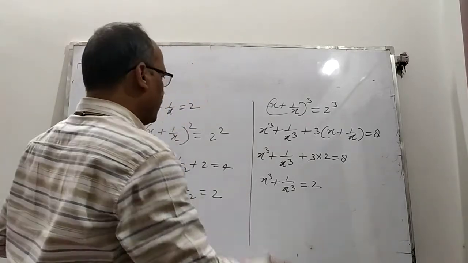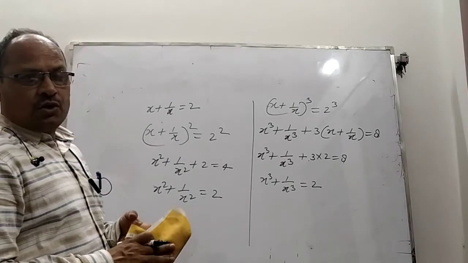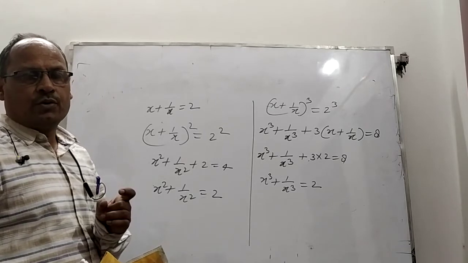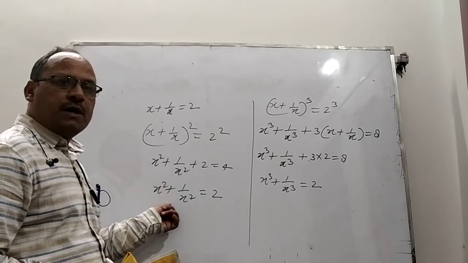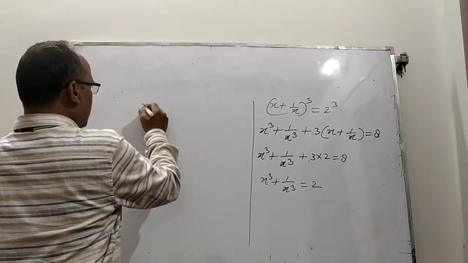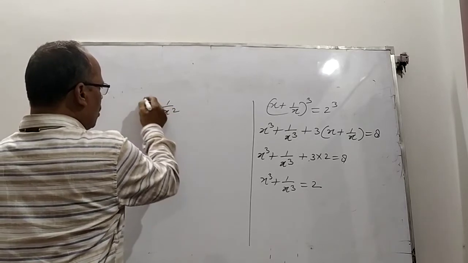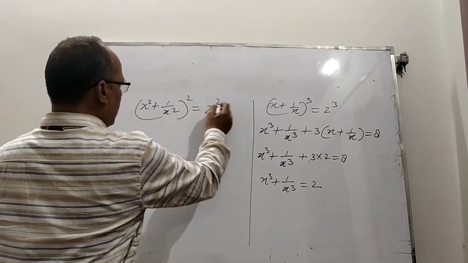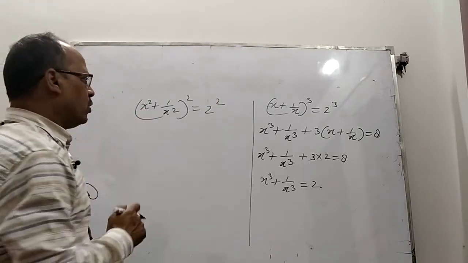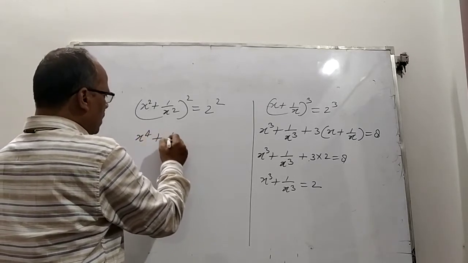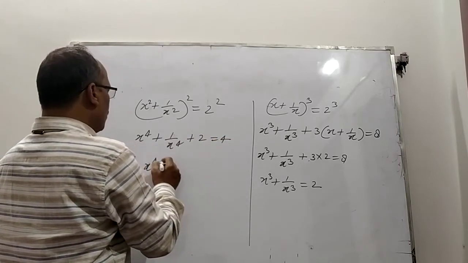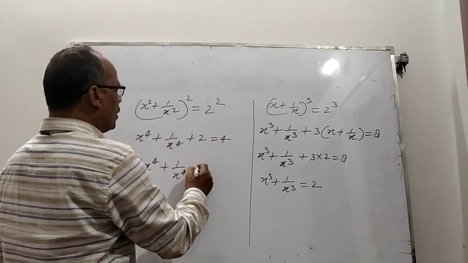This is clear? Now, you want the solution of x raised to power 4 plus 1 upon x raised to power 4. How can you get this? By squaring this value. You will take the square: x square plus 1 upon x square whole square equals 2 square, because x square plus 1 upon x square equals 2. So x raised to power 4 plus 1 upon x raised to power 4 plus 2 equals 4. x raised to power 4 plus 1 upon x raised to power 4 equals 2.